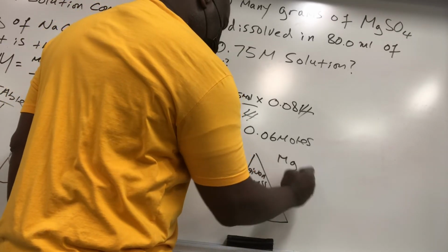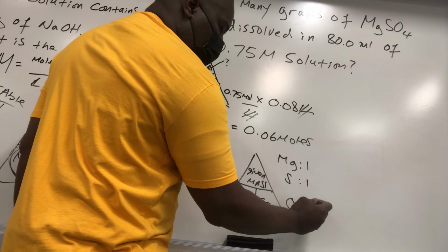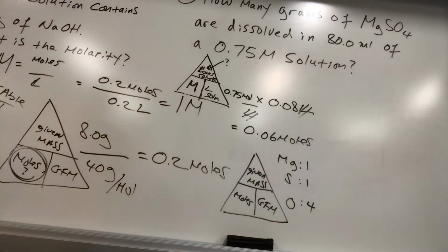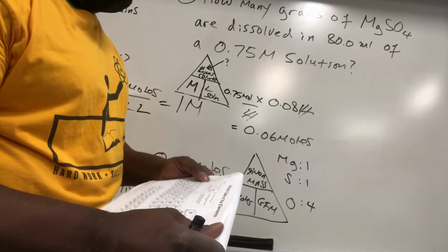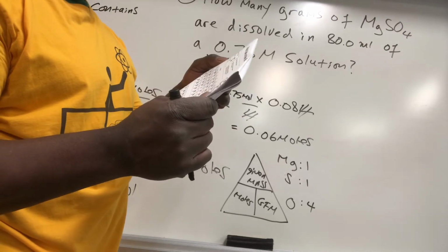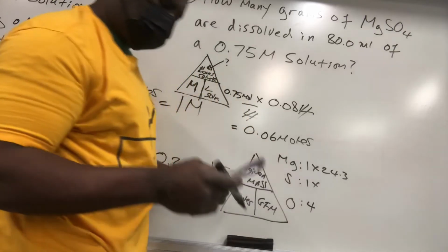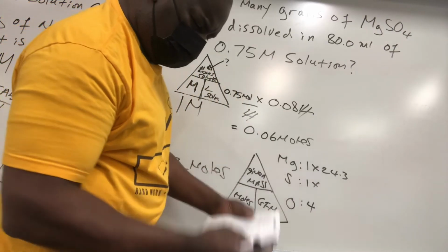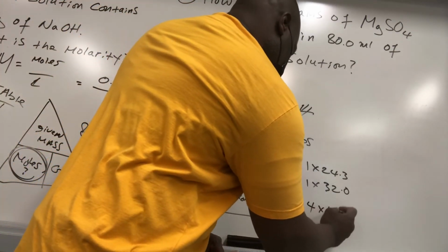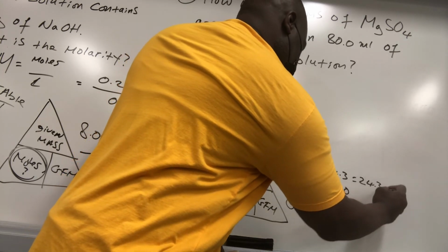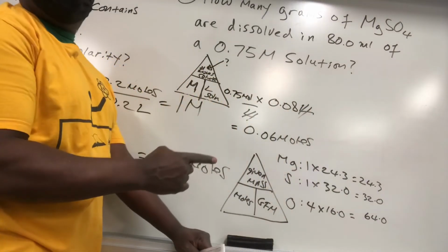So Mg, S and O. We have 1 Mg, we have 1 S, and we have 4 oxygens. So Mg, magnesium, I kind of can't remember its mass off the top of my head, so no shame. I'm going to take a peek on the reference table. Oh goodness, I need my glasses. It's 24.3, if I'm not mistaken, 24.3. Sulfur, S is 32. And O's are 16.0. So that's 24.3, that's 32, and 4 times 16 is 64.